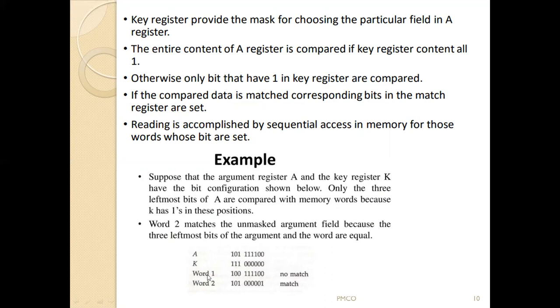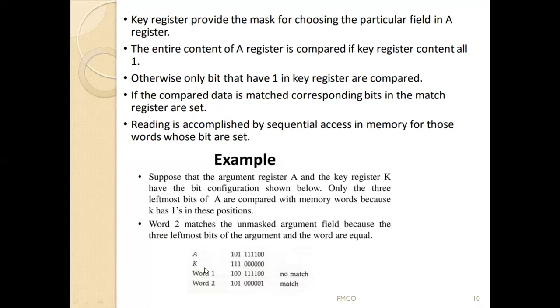So we have 2 words here, word 1 and word 2. They are compared with the memory words because K has ones in only the 3 leftmost bits of A. So only the leftmost 3 bits of A are compared with word 1 and word 2. So 101 of the argument register A is compared with 100 of word 1. They are not matching, so no match is found. So the bit in the match register will not be set; it will be cleared.